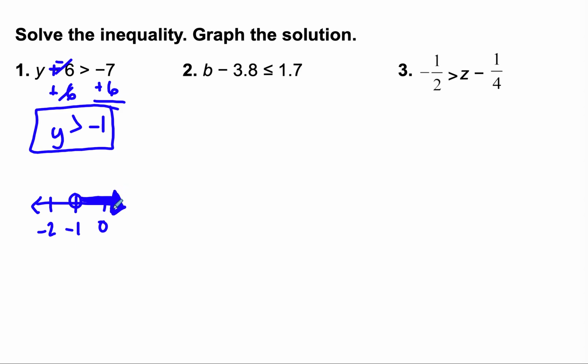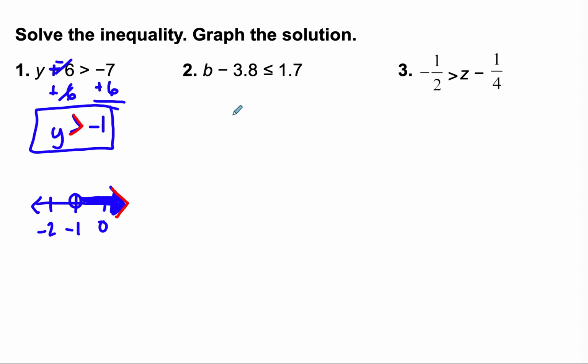If I took my number 0 and I put it back in, 0 is greater than negative 1. That's true. Remember, as long as the variable comes first, it's on the left-hand side, that inequality symbol is going to point the way towards where you're shading. That only works if you have the variable first.